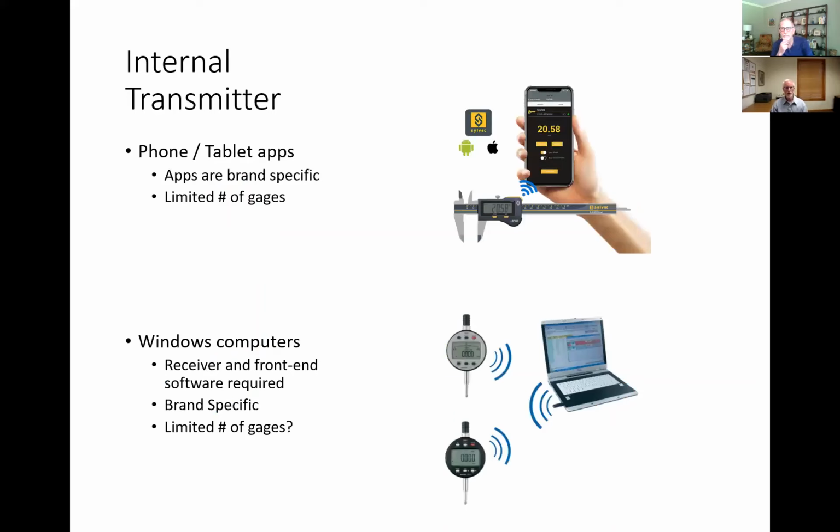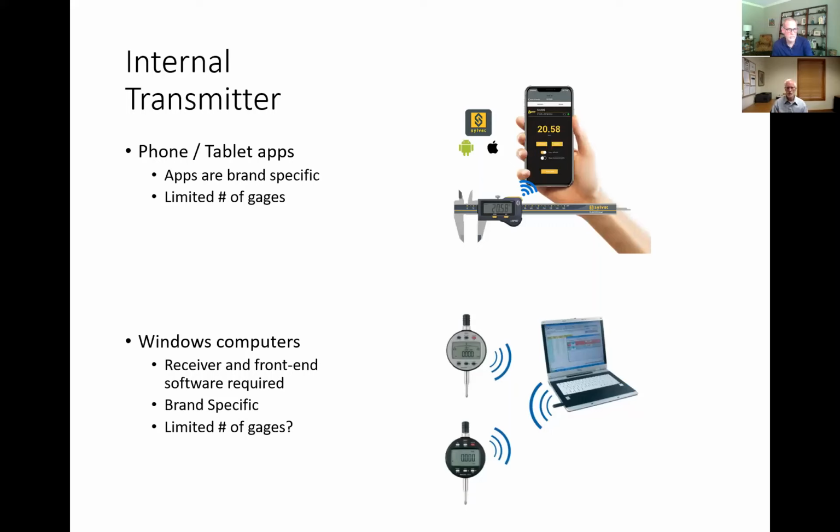So here you've got these internal transmitters, and these phone and tablet apps are brand specific, and they have a limited number of gauges that can connect. Now, this is not anything that the manufacturer has chosen to do. This is a technology restriction. So Bluetooth only allows 8 devices maximum on a Bluetooth receiver.